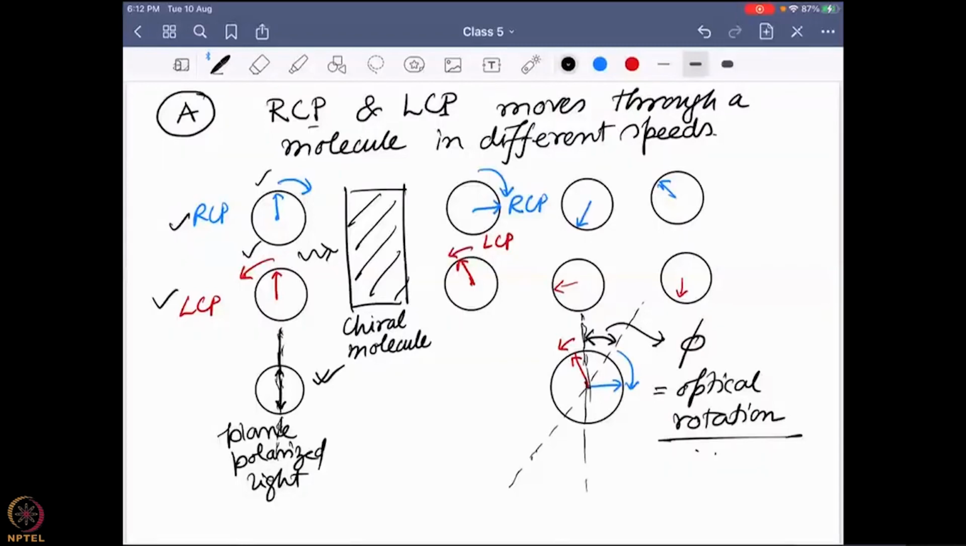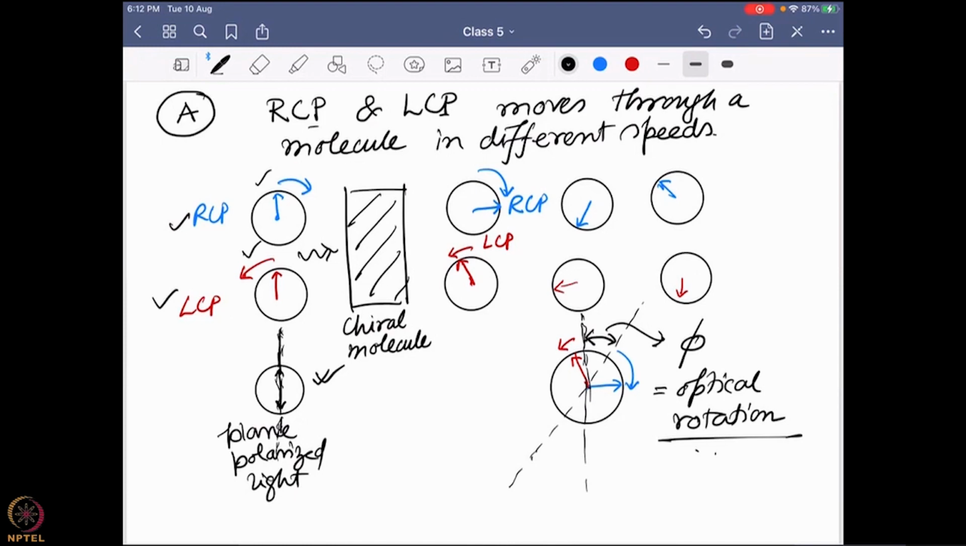Now, any questions up to here? This thing we are actually saying is that this chiral molecule has the property that it can detect the chiral difference, and the chiral difference is in the form of left hand and right hand circularly polarized light, and it can detect the difference. It allows one of them to move fast and one of them to move slow. Move slow means it is interacting with them better compared to the other.